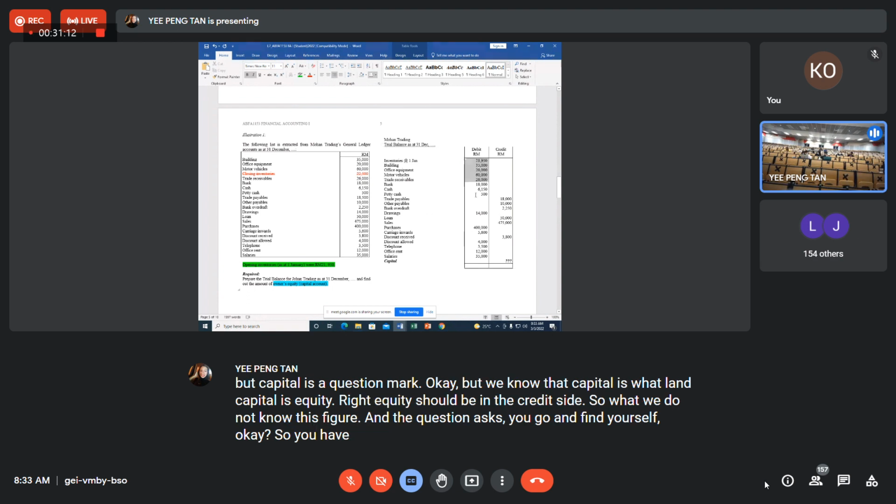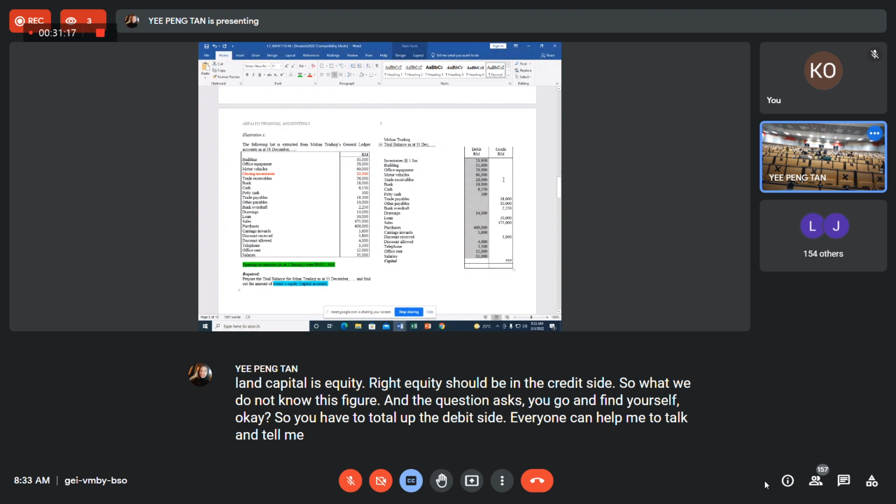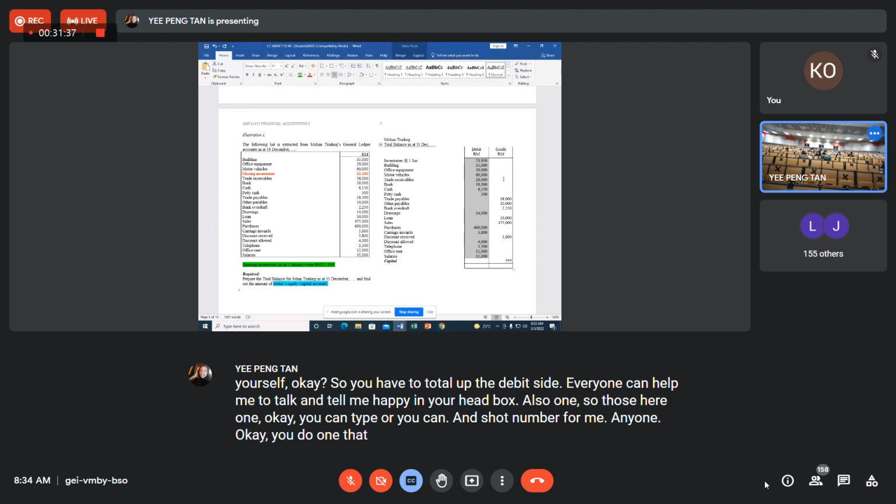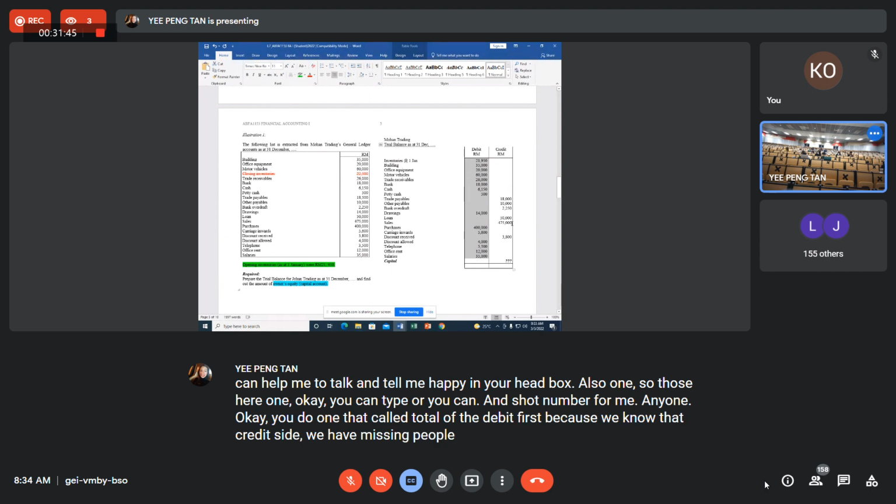So you have to total up the debit side. Everyone, can you help me to total? Then you tell me, type it in your chat box. Those at home, and those here, you can type or you can shout your number for me. Total the debit side first, because we know that on the credit side we have a missing figure for capital.